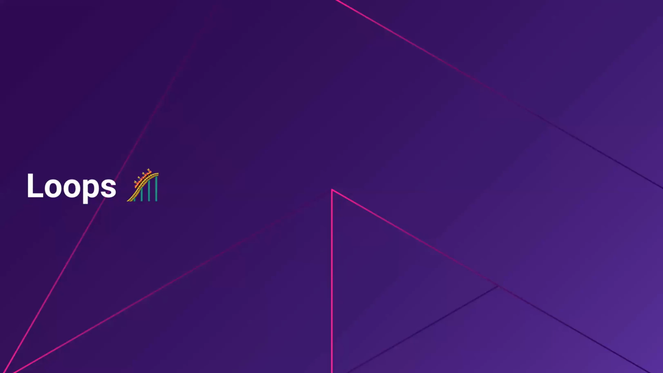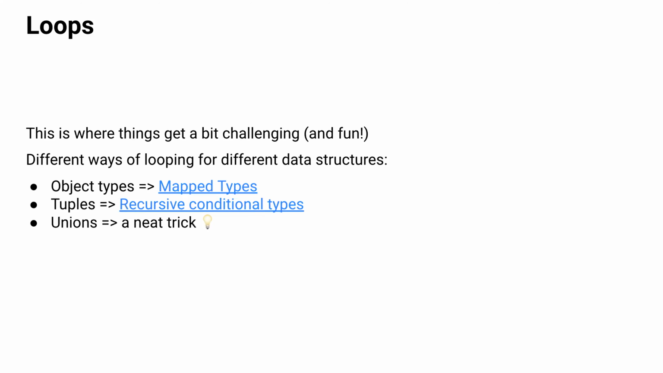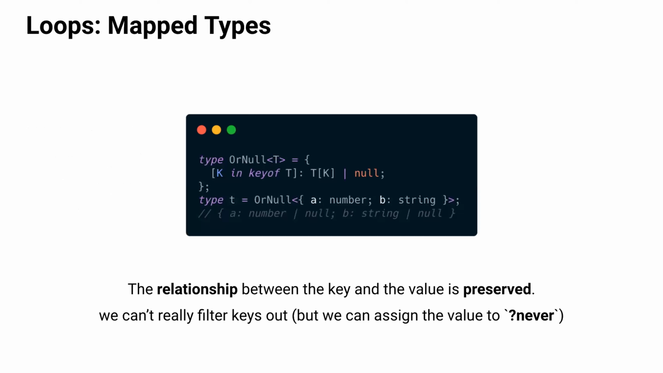Okay, loops. So now it's getting a bit more challenging and a bit more fun, I think. So there are 3 different ways of looping on types. You can loop on object types, on every key of an object. You can loop on tuples. We will use recursion to do that. And you can loop on union types. So I'm going to show you how to do it. So let's start with objects.